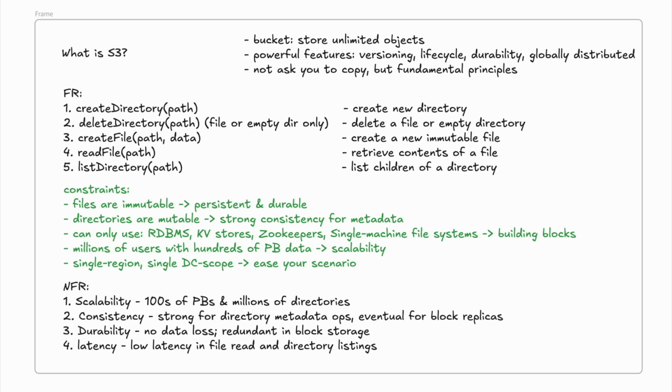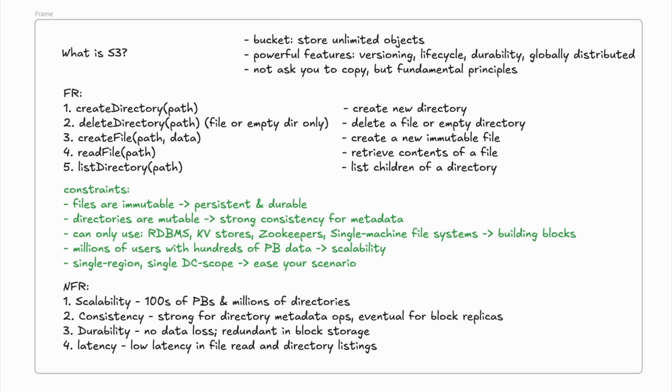3. Durability. No data loss. That's non-negotiable. Files must be written to disk and replicated before the operation is considered complete. Even if a node crashes immediately afterward, we should still be able to recover the file. This might mean writing to multiple disks or storing checksums and verifying block integrity periodically. 4th, latency. Low latency is key, especially for read-heavy operations like list directory and read file. Users expect near-instant responses. This pushes us to use fast storage, intelligent caching, and indexes over metadata to avoid full scans.